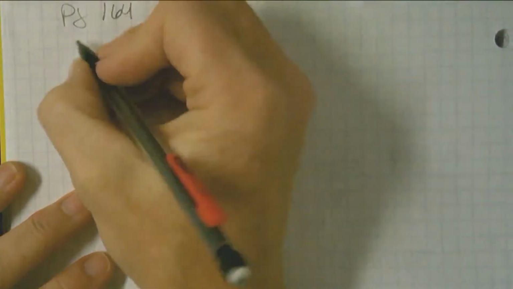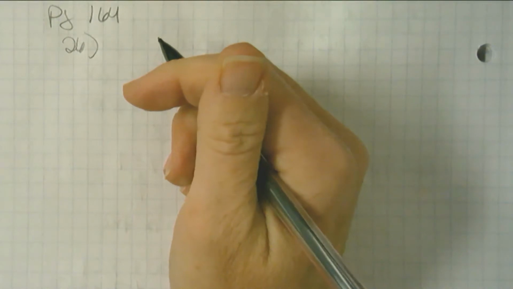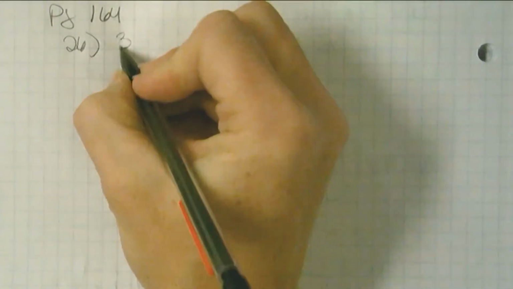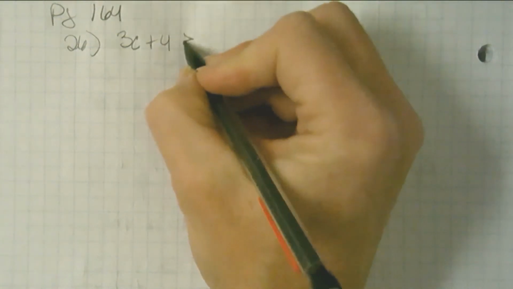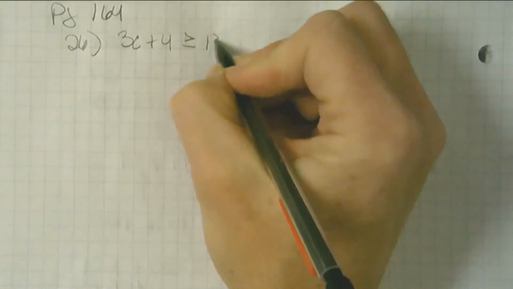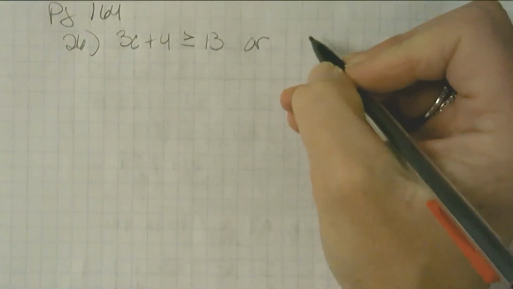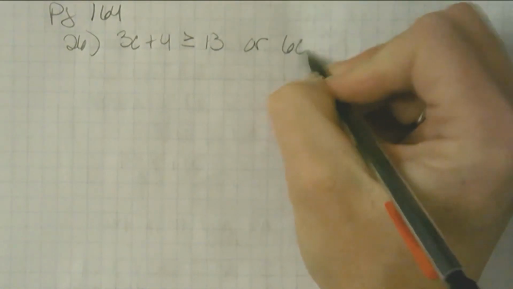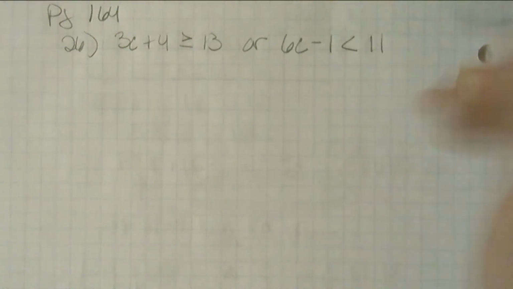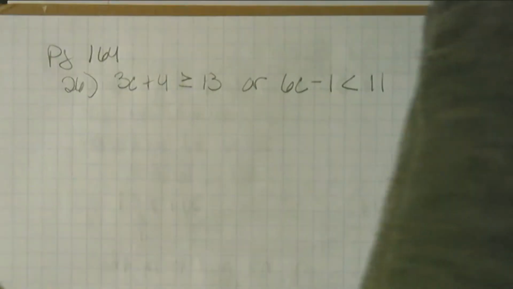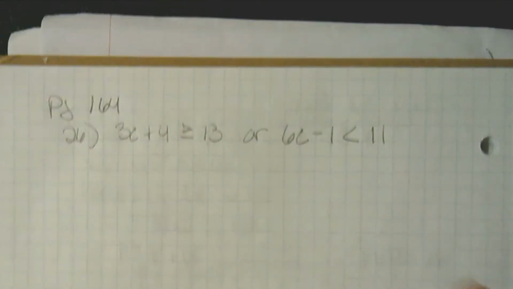All right, so if we take a look at number 26. 26 said we want to solve and graph. So this is 3c plus 4 is greater than or equal to 13, or 6c minus 1 is less than 11. So my first question for you is, did you write it down properly? Okay.